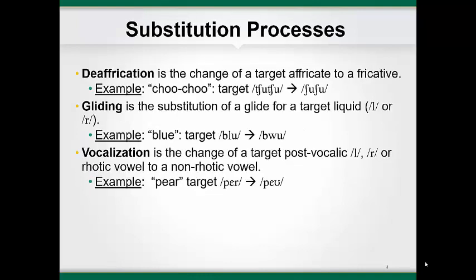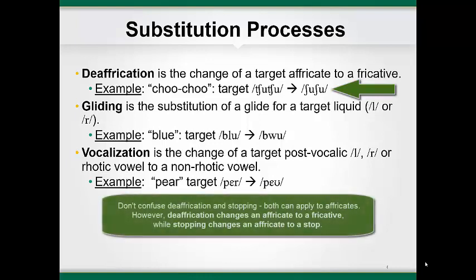The next 3 substitution processes are deaffrication, gliding, and vocalization, which is also known as vowelization. The phonological process of deaffrication refers to the change of a target affricate sound, j or ch, to a fricative. Try not to confuse deaffrication with stopping. Both processes can apply to affricate consonants, but deaffrication applies only to affricates, and the affricate is changed to a fricative, not to a stop. Stopping, on the other hand, can apply either to fricatives or to affricates, and in stopping, the sound is changed to a stop consonant.